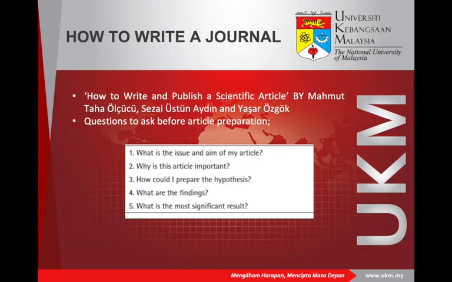There is a book by Mahmoud Taha et al. on how to write and publish a scientific article that you can refer to. So there are a few questions to ask before article preparation. The first would be, what is the issue and the aim of my article? Why is this article important? How could I prepare the hypothesis? What are the findings? And what is the most significant result?